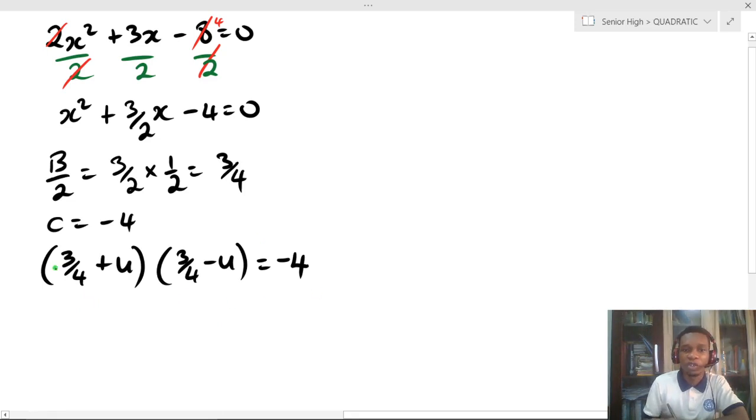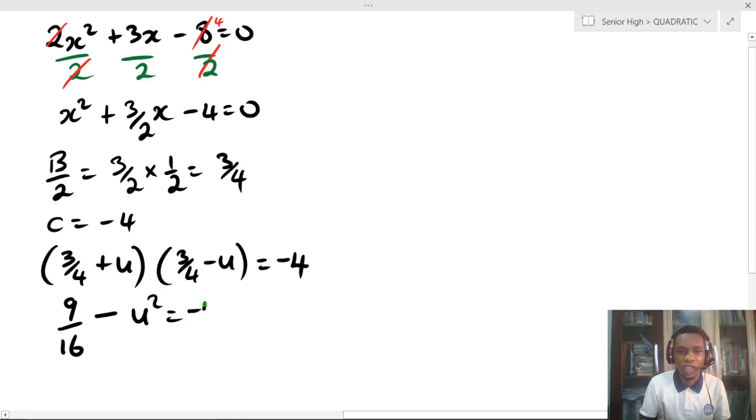Remember, putting your c as the value it is equal to. So this is now a new equation we're working with. So let's solve. Remember, this is a difference of two squares again. So what do we have? You take the square of the first part, which is 9 over 16. Let me write it very well. 9 over 16. And then you take the square of the second part, which is u squared, is equal to minus 4. Okay, so what's the next thing? Take this one over. That will be minus u squared is equal to minus 4 minus 9 over 16.